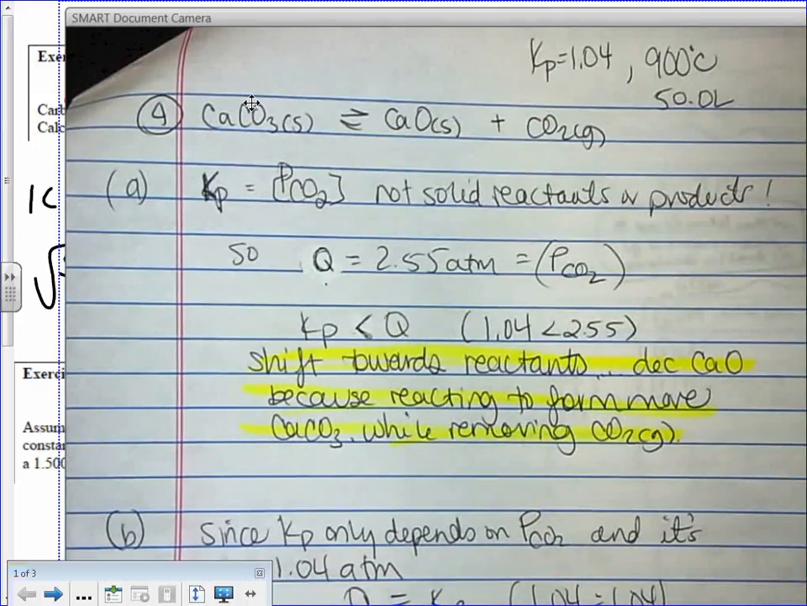So Q compared to K, Q is greater than K, so what has to happen? Right, it has to proceed to the reactant side. So as you proceed to the left, you must consume products to make reactants. So as you consume products, the amount of CaO or calcium oxide should decrease because you're consuming it. Some of us were working real hard on that one, and I appreciate your effort, but this one actually is not too bad. Questions on A? Yay, nay? Nay. Thank you. One person said nay.